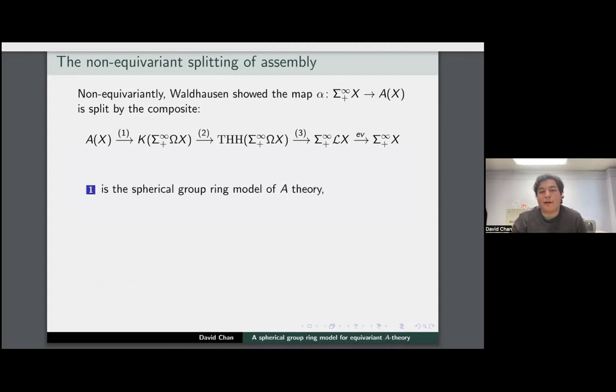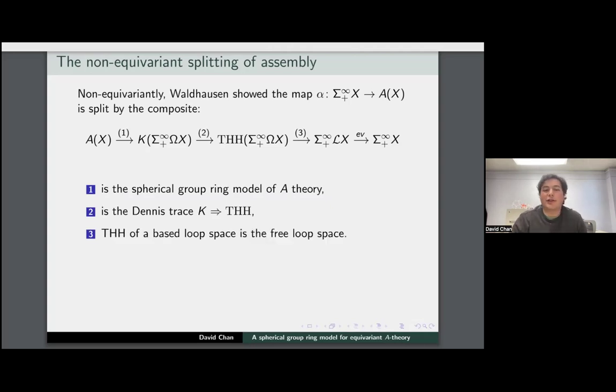The first map here is from the A theory of X to the K-theory of the suspension of loops X. This is the spherical group ring model of A theory. This is supposed to be an equivalence. The second one is the Dennis trace. I'm supposed to have a map from K theory to topological Hochschild homology. You'll notice that the input here is the same ring, suspension loops X. The third one here is a computation.